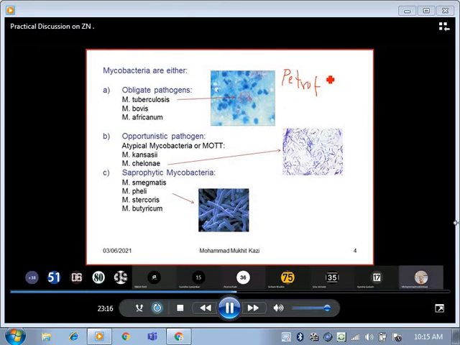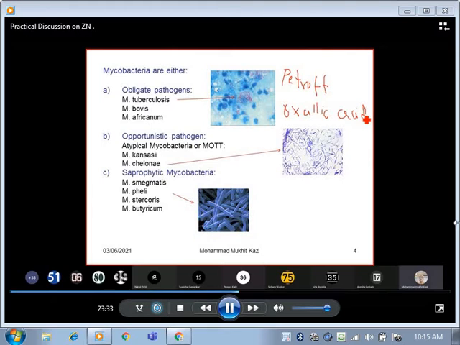And this is for the sputum sample. And for the urine sample, you have the oxalic acid method. That is for the urine sample. If we want to decontaminate a urine sample, we have to take the oxalic acid. Again, the same procedure is there.